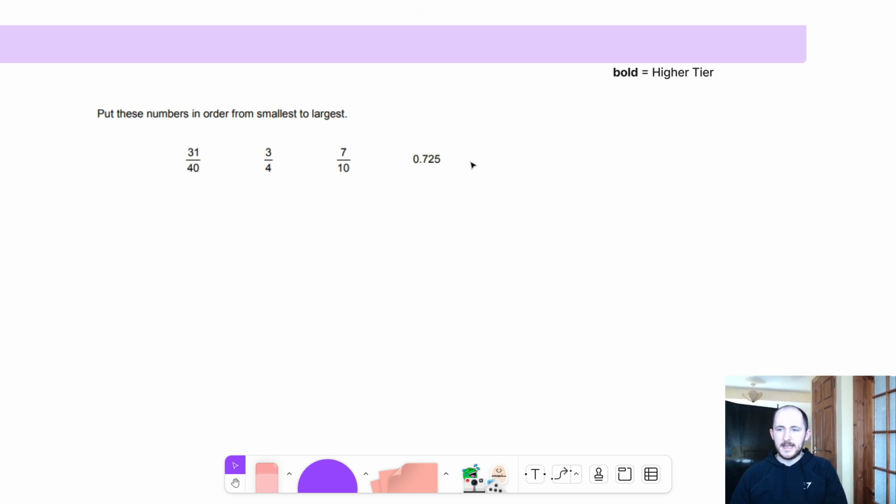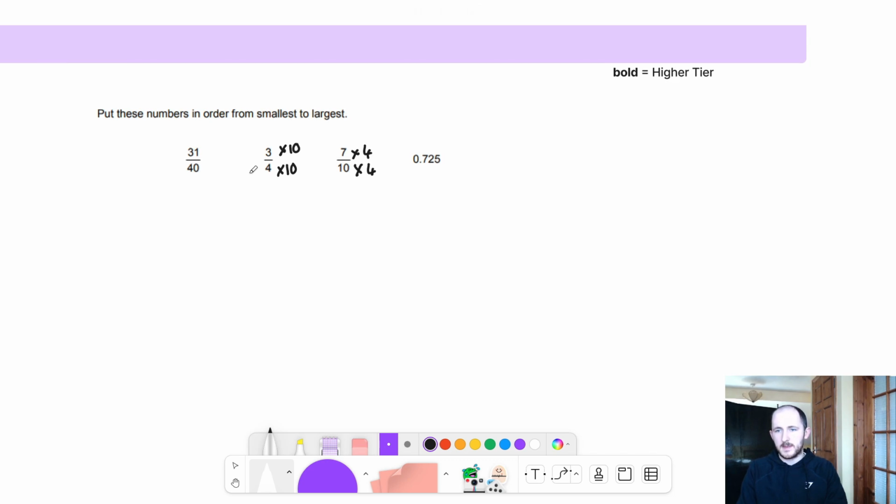Now, in my opinion, the easiest thing to do would be to change this all into fractions, for obvious reasons, because the rest of these are already in fractions. And what we need to do then is, if we want to compare fractions, we need to make their denominators all the same. So to make 4 into 40, I'm going to times the top and bottom by 10. Which means I have to do the same to the top number, because whatever you do to the bottom, you do to the top. And we're going to do the same thing with this one. So that gives me 30 over 40, and that gives me 28 over 40.